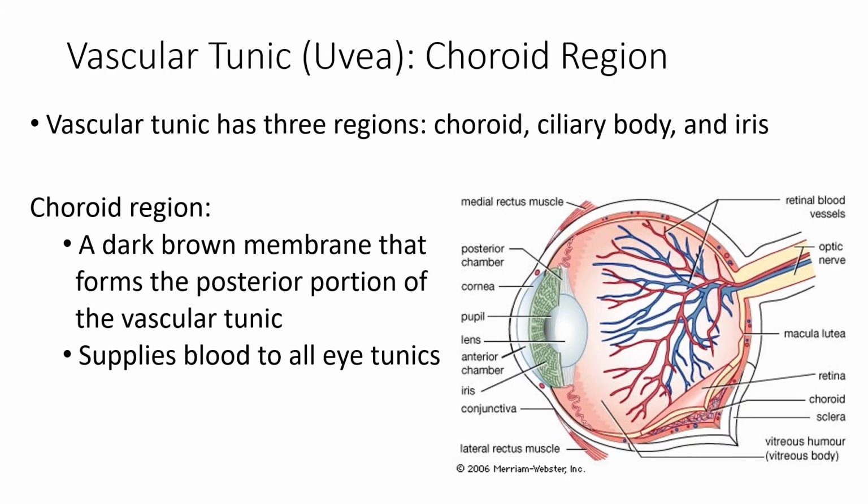The vascular tunic or choroid region contains the blood vessels that help nourish the eye. This also includes the ciliary body and the iris. So we've got this kind of dark brown membrane that forms the posterior part of the vascular tunic. That's the choroid. That's the majority of the vascular tunic. Lots and lots of very fine blood vessels in there. And it's going to provide nourishment and oxygen to the other layers of the eye.